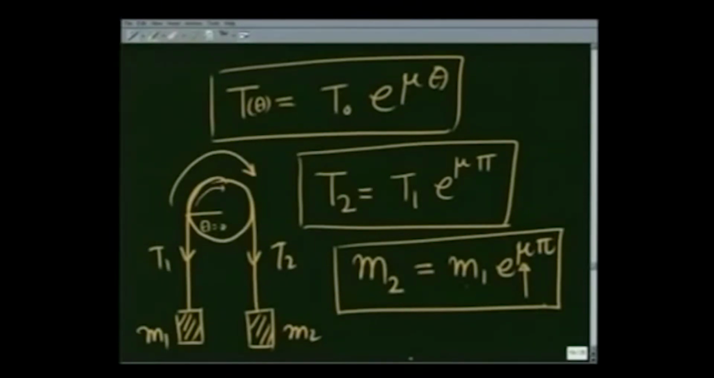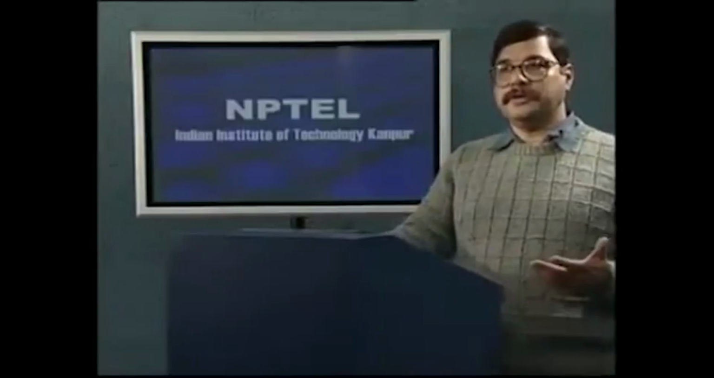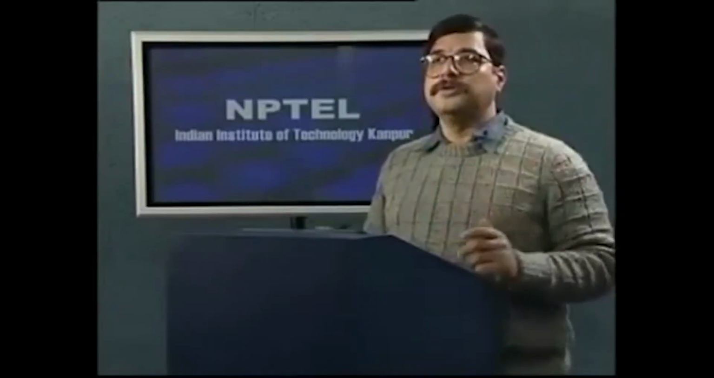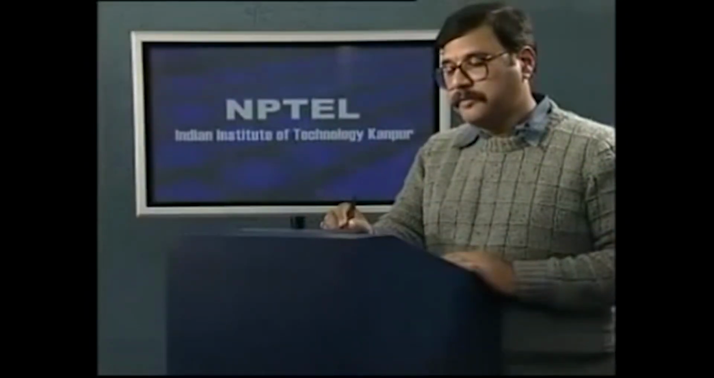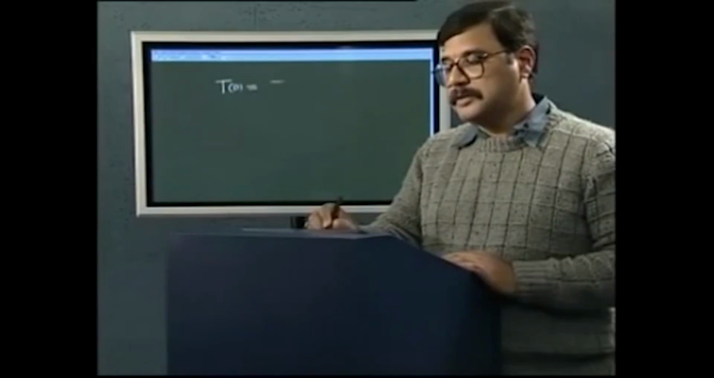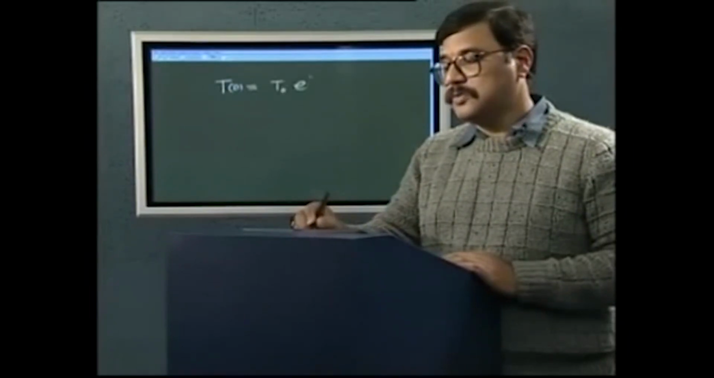In fact, unconsciously, if you recall, you have been using it. Suppose you tie a rope or a clothesline in your backyard. You generally put it on the nail and wrap it around a few times. You are unconsciously using the fact that tension as angle goes up goes as T0 e raised to mu theta, so that with a very small force on one side you can balance a large force on the other side.